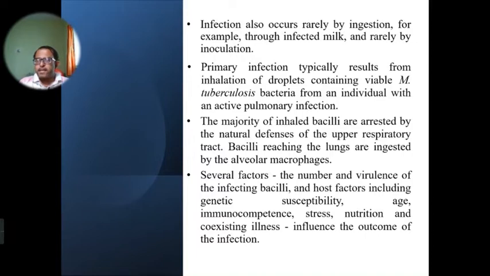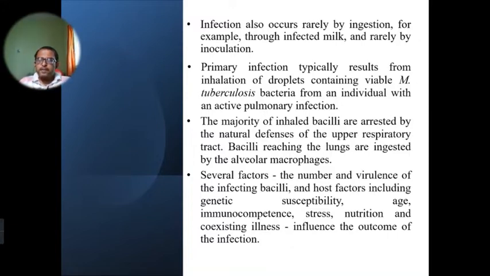Bacteria reaching the lungs are ingested by a special kind of macrophage cell, known as alveolar macrophage cells. When the bacteria come into the lungs, they are first attacked by our defense system, in particular the alveolar macrophage cells. These are the primary defense cells which attack the bacteria first, and there are several factors which also contribute to the onset of this illness.